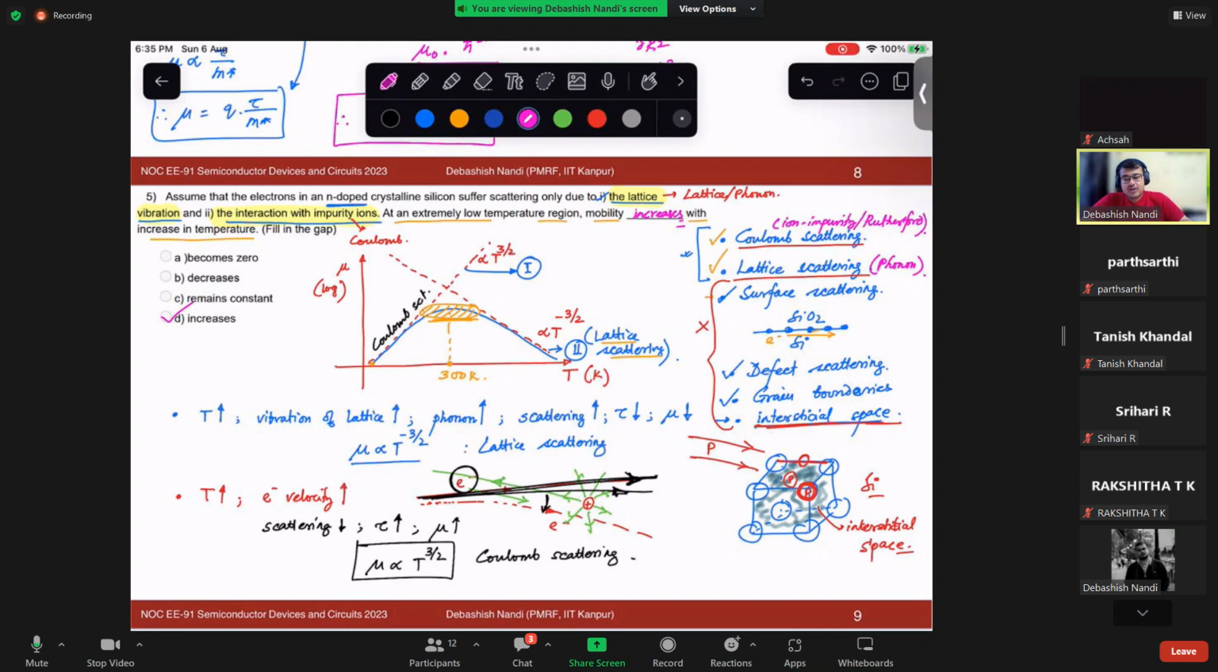Anyone who has not got it? This is a very important concept, by the way. Not for this course, but for all future VLSI or electronic courses.